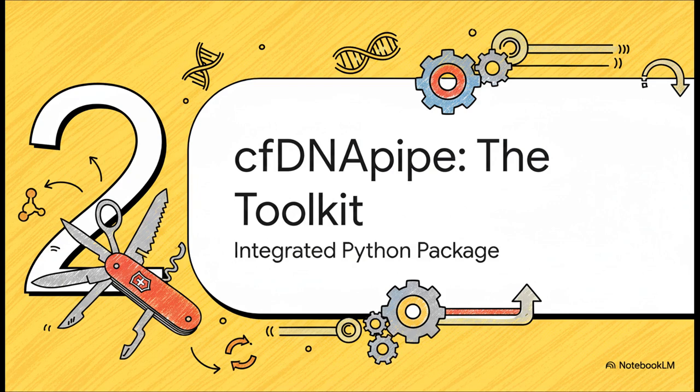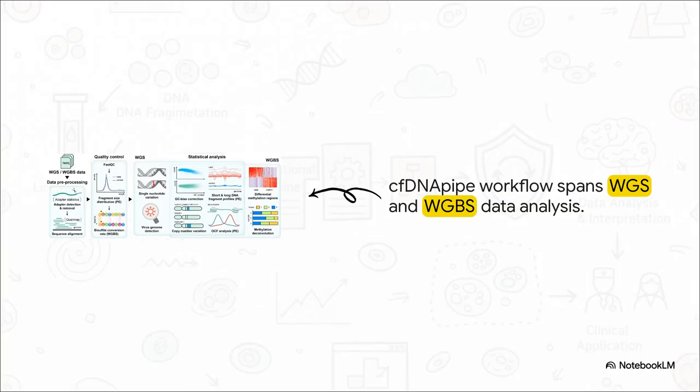Moving to part 2, cfDNApipe, the comprehensive toolkit. This is a highly integrated Python package. Think of cfDNApipe as the Swiss Army knife of cfDNA analysis. Notice how smoothly the workflow flows from pre-processing right through quality control and straight into statistical analysis.